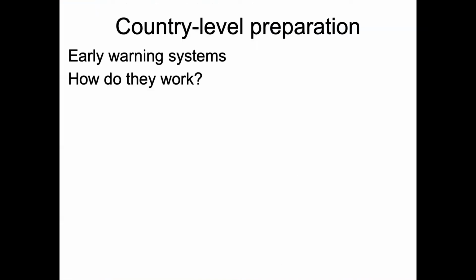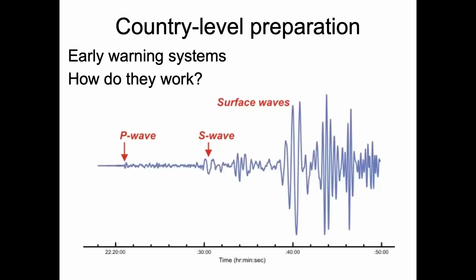We also have, as I said, countries can use earthquake early warning systems, and they work using some of the key principles of seismic waves. As I said before, we have these three types of seismic waves: P waves, S waves, and surface waves. Now, the P waves and S waves are not very damaging because the amount of movement that those generate in the ground is pretty small. So these wiggles on this seismogram are quite small.